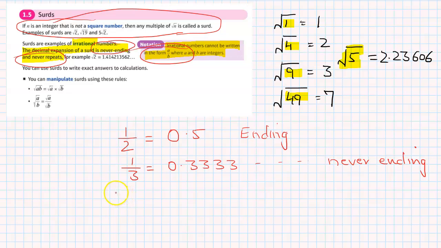If you check pi, the value of pi is 3.14 and keeps on going, non-terminating. This is never ending, which means non-terminating. This one is non-terminating, but repeating.